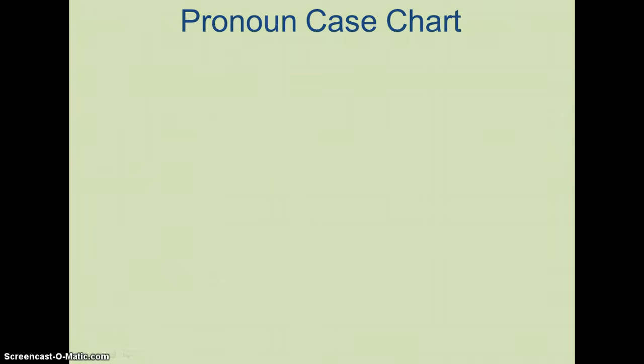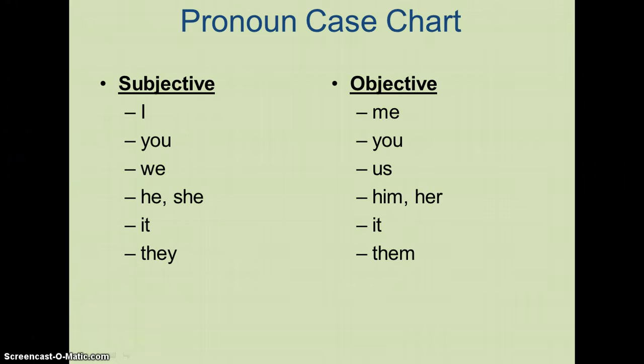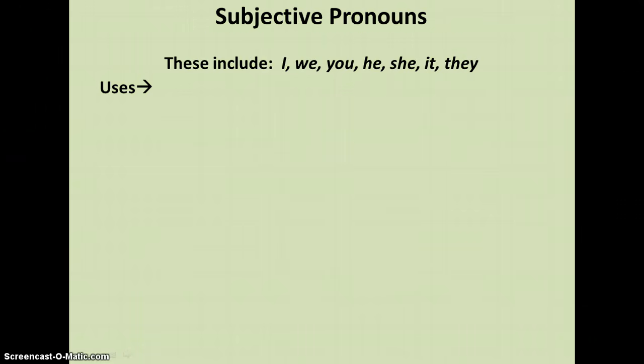So if we think about, well, what are the subjective and objective pronouns? Subjective pronouns are I, you, we, he, she, it, and they. The objective pronouns are me, you, us, him, her, it, and them. So we're working with which pronoun do you choose, I or me, he or him. Obviously, you don't have to worry about you or it because those are the same in both cases.